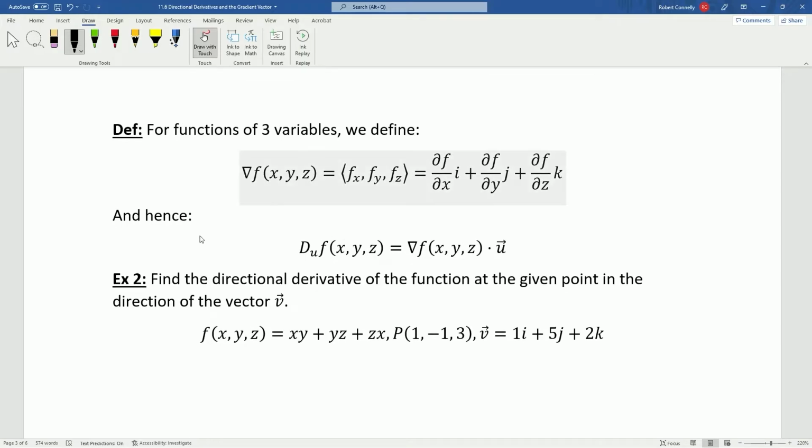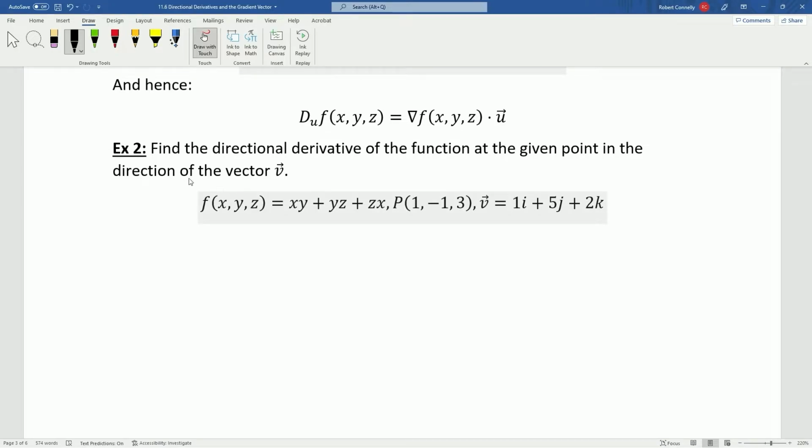and look at our definition for the gradient of 3 variables. And it's exactly what you'd expect. We define the gradient of f of x, y, z as the vector of the partial derivatives of f with respect to x, y, and z for each coordinate here. And likewise, we define the directional derivative of f with respect to the unit vector u as the gradient of f dotted with u.